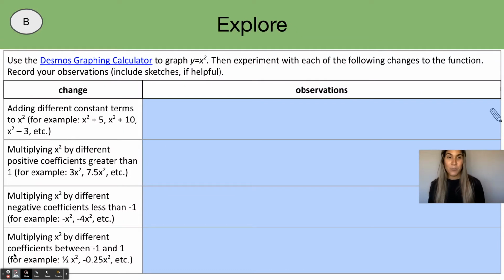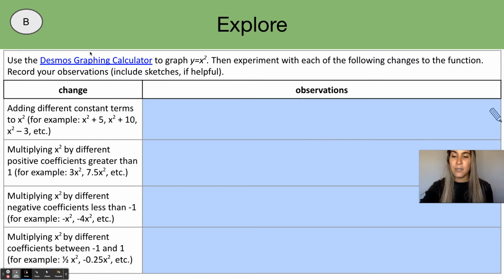Now, our Explore portion of this lesson. In our Explore portion, we are going to be using our Desmos graphing calculator. The Desmos graphing calculator is linked right here, so you don't have to go and search it on your web browser, but you can access it straight from this lesson.